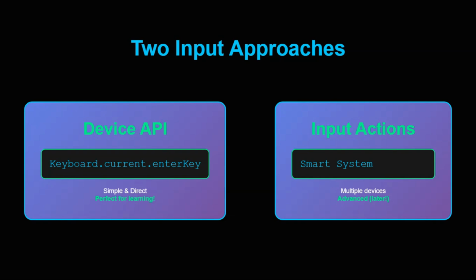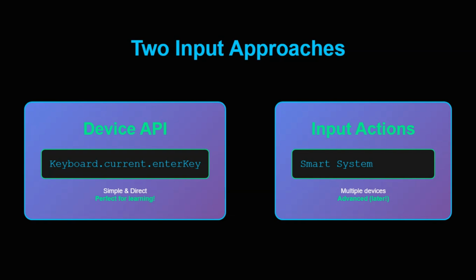And of course, we can stick with this if it works or we don't have much logic in our game. The second way is called input actions. This is more like setting up a smart system that can automatically handle keyboards, gamepads, touchscreens, and even let players customize their controls. It's super powerful, but it's like trying to learn calculus before you know basic math. Since you're just starting your Unity journey, we're going with the first approach today. It's like learning to ride a bicycle with training wheels first. Once you're comfortable with this, the advanced stuff will make so much more sense.